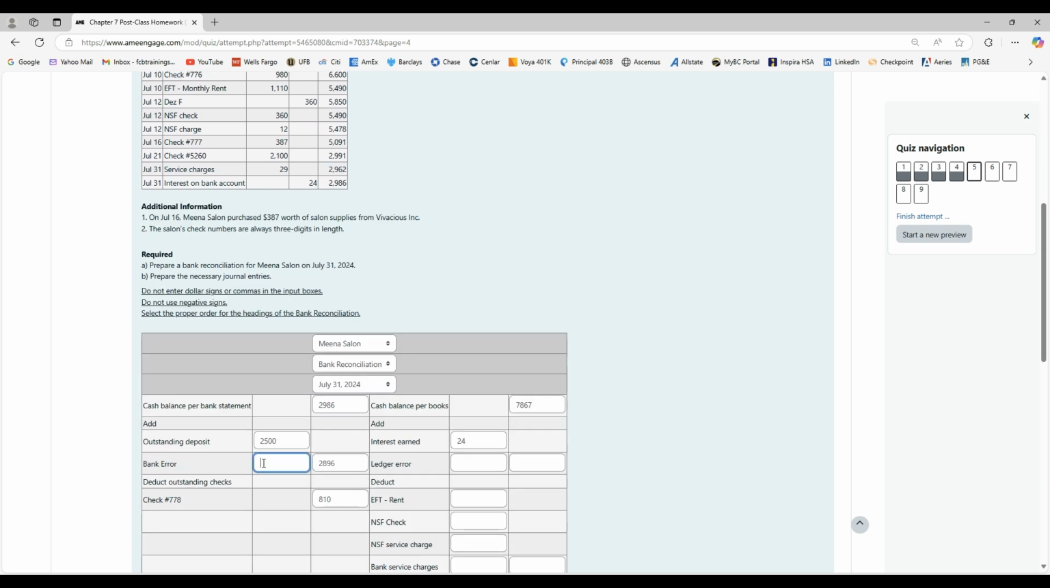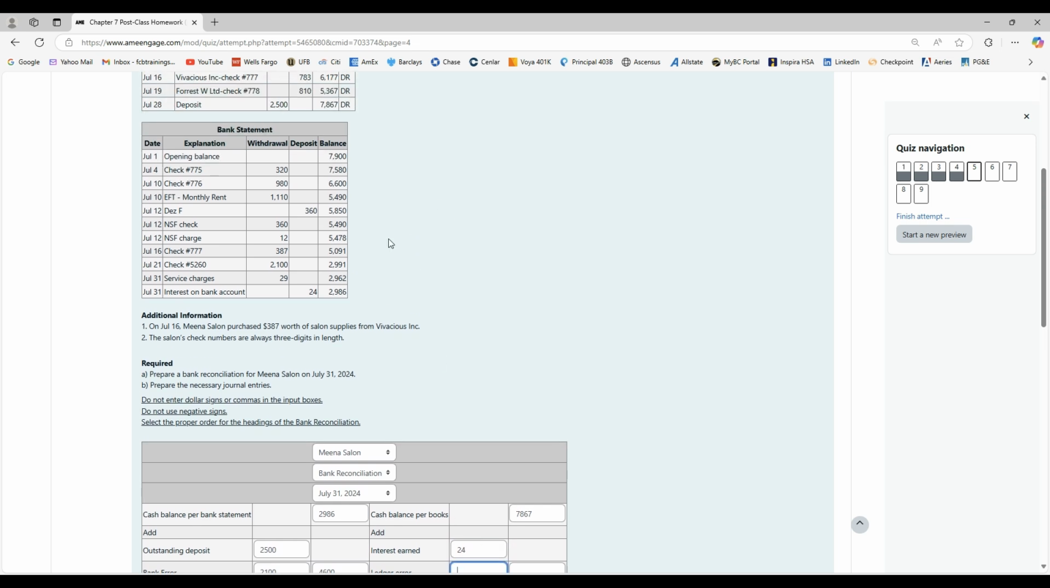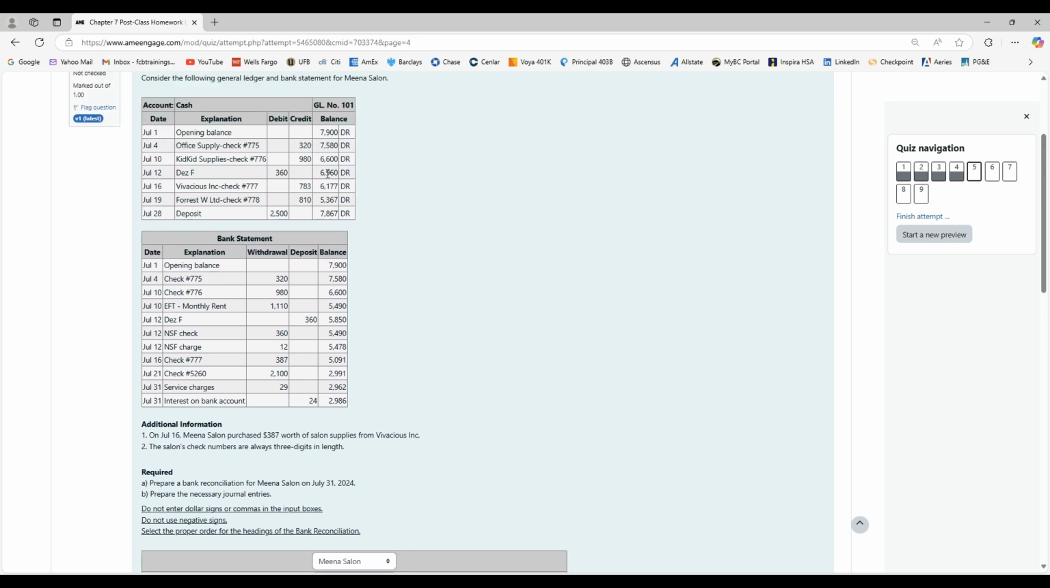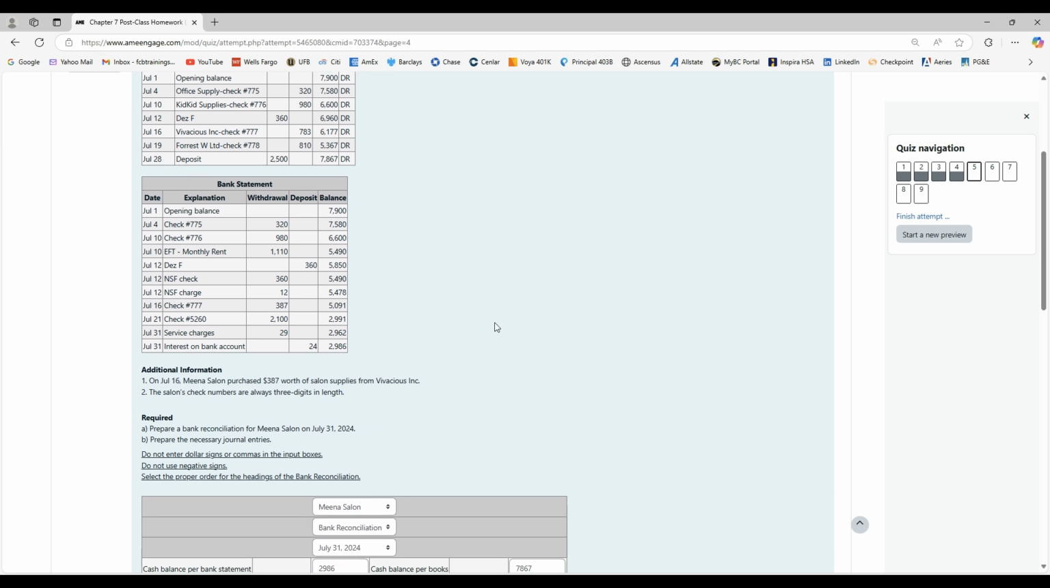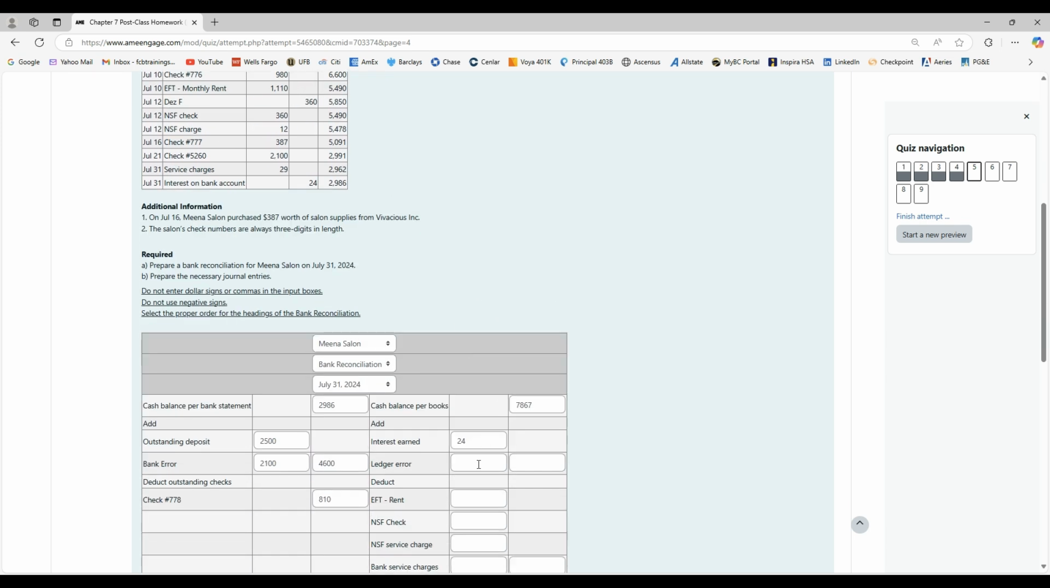So the bank error is that they put the check to us. So we need to correct that then. Right, because this is not our check. So that gives us 4,600 there. Then the ledger error is that it was 387, which the bank had it right, but we had 783. So we need to add back on our side the 396.